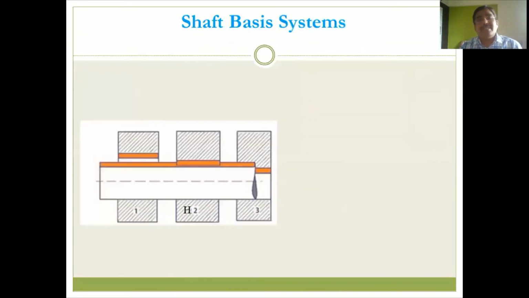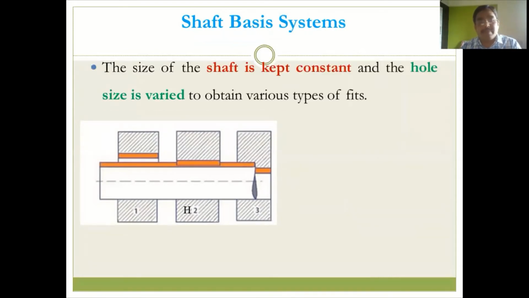Now, the shaft basis system. When we are talking about the shaft basis, we are keeping the shaft as a constant member and we are varying the size of the hole. Now how is it possible? See, the H1 hole shows the clearance fit. Are you agreed with me? See, this is the shaft and the hole is greater than the shaft. So naturally the clearance will occur.